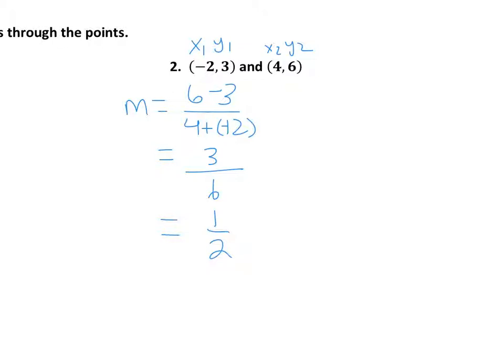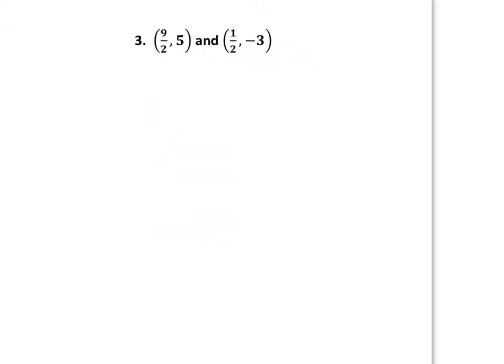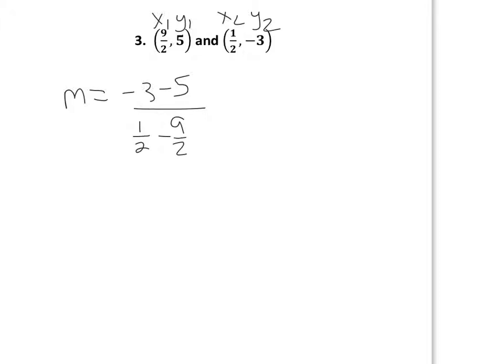Let's take a look at another one. Alright. m equals x1, y1, x2, y2. So you have negative 3 minus 5 over 1/2 minus 9/2. Well, that is negative 8 over negative 8 over 2. Well, that's negative 8 over negative 4, which is positive 2. Okay?